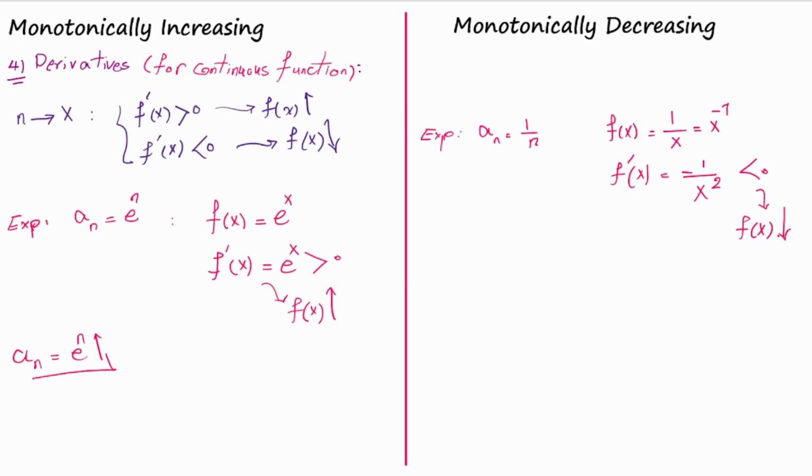And since I've shown that f of x is decreasing on all real numbers, this means f of n is going to be greater than f of n plus 1. And basically, that allows me to now say that the sequence is a decreasing sequence, because a sub n is always greater than a sub n plus 1.